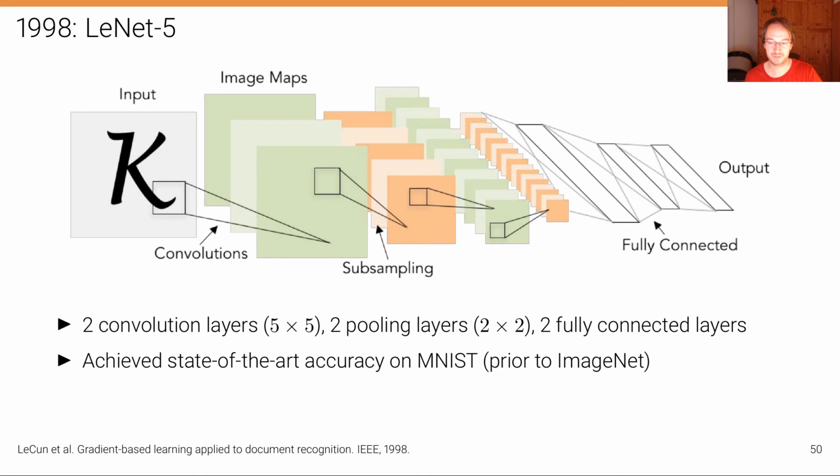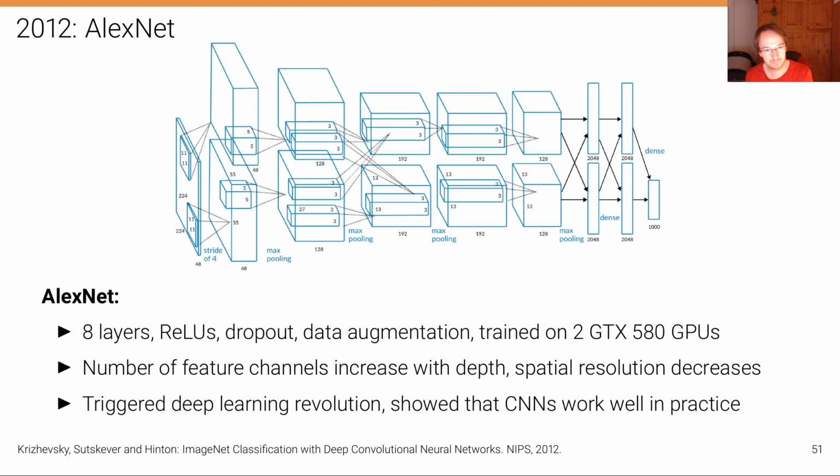Then in 2012, which is often taken as the year where the breakthrough started, the breakthrough was because of a clever combination of several ideas like ReLUs and dropout and data augmentation. Plus, for the first time, it was demonstrated that using GPU training, these network architectures can be applied to data sets that are bigger than MNIST, data sets like ImageNet, and produce state-of-the-art results on these data sets. So this AlexNet architecture in 2012 had 8 layers.